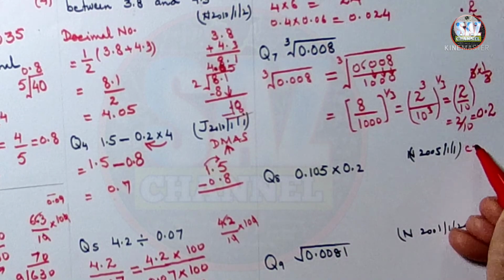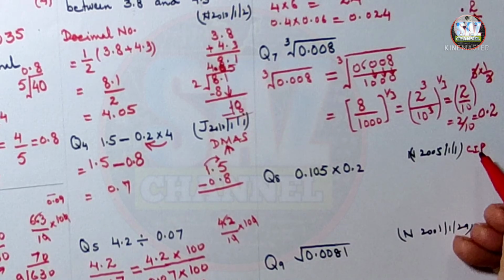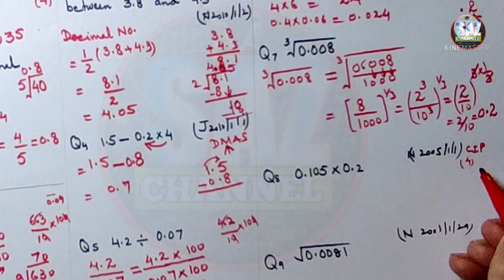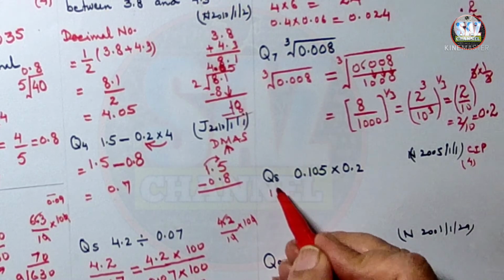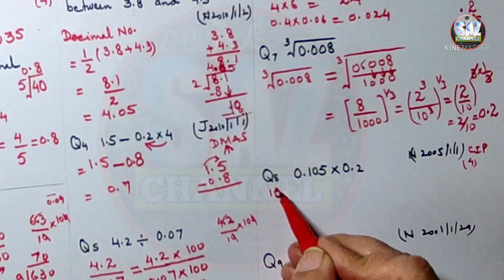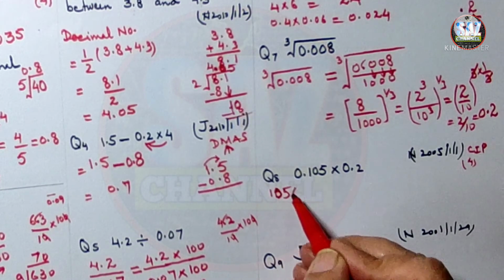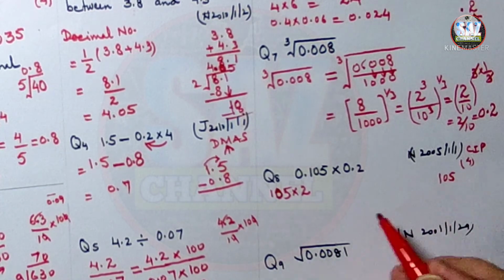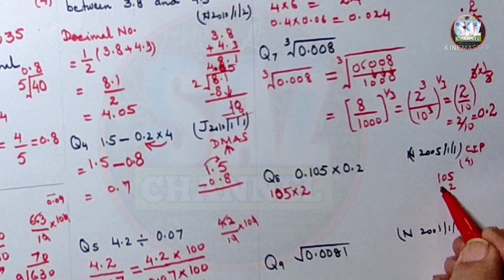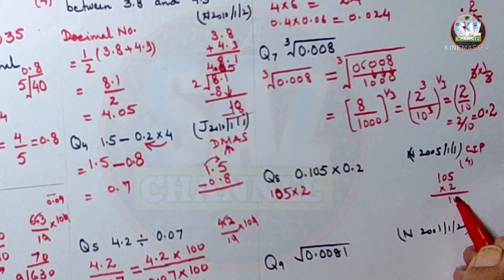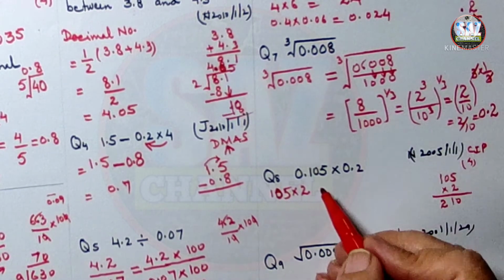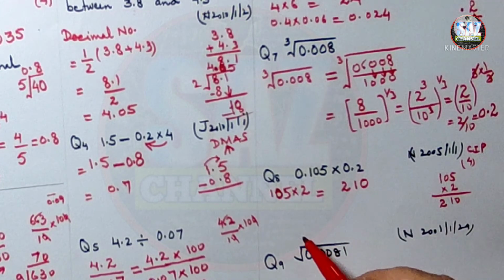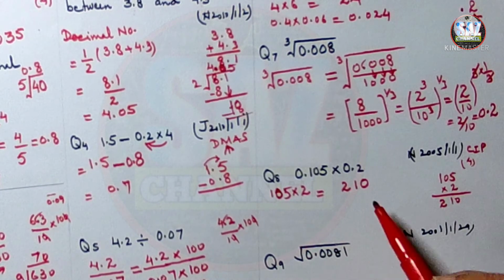Again the CIP rule: count, ignore and place. Count 1, 2, 3, 4 decimal places, and then ignore the decimal and multiply the numbers, 105 multiplied by 2. Okay, if you find it difficult in this horizontal way, you can do it in the vertical way. 5 2s are 10 and 2 1s are 2. It becomes 210.